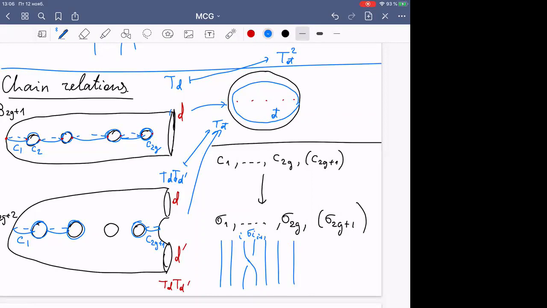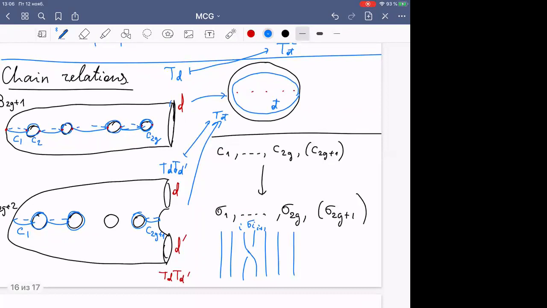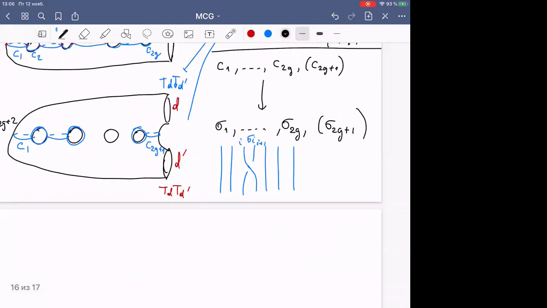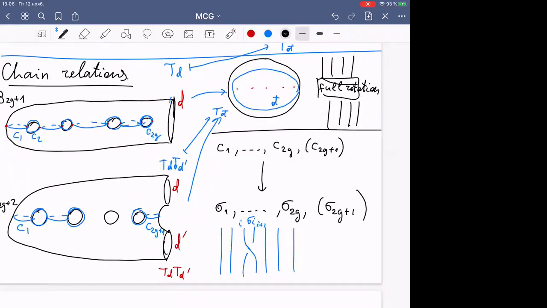Yes, and what does this Dehn twist about the boundary mean on the level of braids? Actually, this is a full rotation. We just take all these curves and rotate once, a full rotation, and this is the generator of the center of the braid group. So we rotate all strands simultaneously.